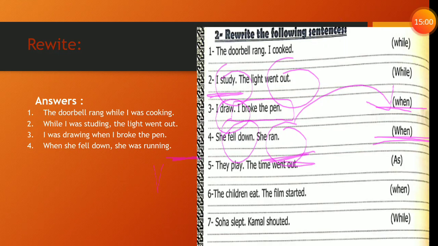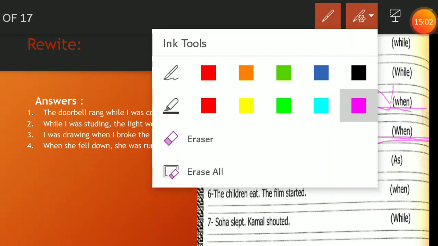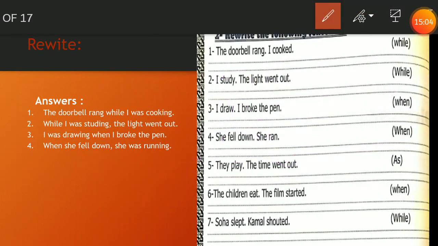The time went out. Which verb took a long time in the past, play or went out? Play. So it's was or were plus verb-ing. Here, as they were playing, the time went out.